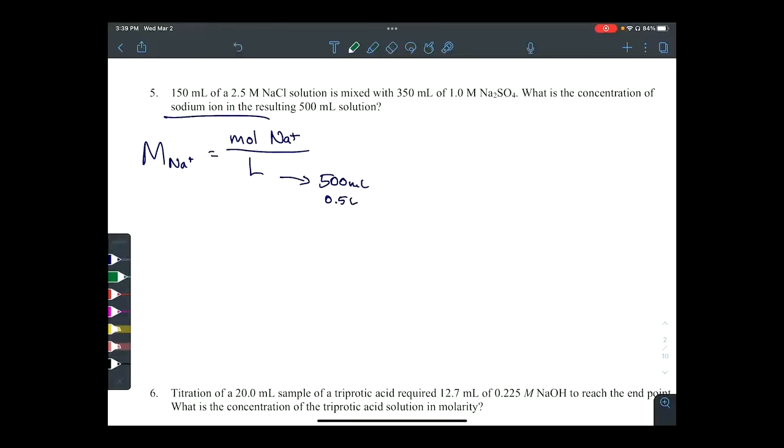We need to figure out how many total moles of sodium plus are there in the solution? The problem is that there are 2 sources of sodium plus. You see that? So if we just figure out how many moles of sodium are coming from each of those substances, we just add them up and put them in the numerator. All right, so let's go through it.